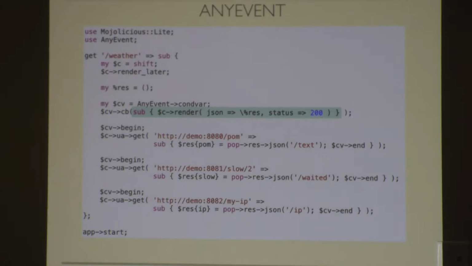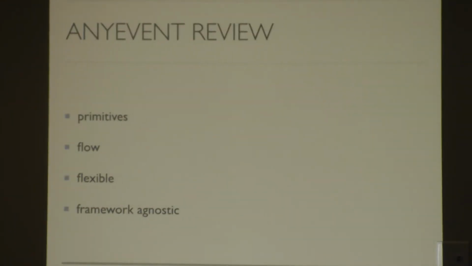If you're familiar with convars and how they work, you could look at this and see what's going on here. Some things are out of order. You're declaring your callback at the top of the program. That's going to happen last, but we declare it first. So it's a little bit funny that way, but AnyEvent is really nice. It gives you some really powerful primitives you could build really cool stuff with. It has decent flow. It's very flexible, and it's framework agnostic. You can see I just pulled that into Mojolicious, and it worked fine, because Mojolicious is fairly agnostic as well. Very flexible, very powerful and fast. Flow, again, is a little bit iffy there.